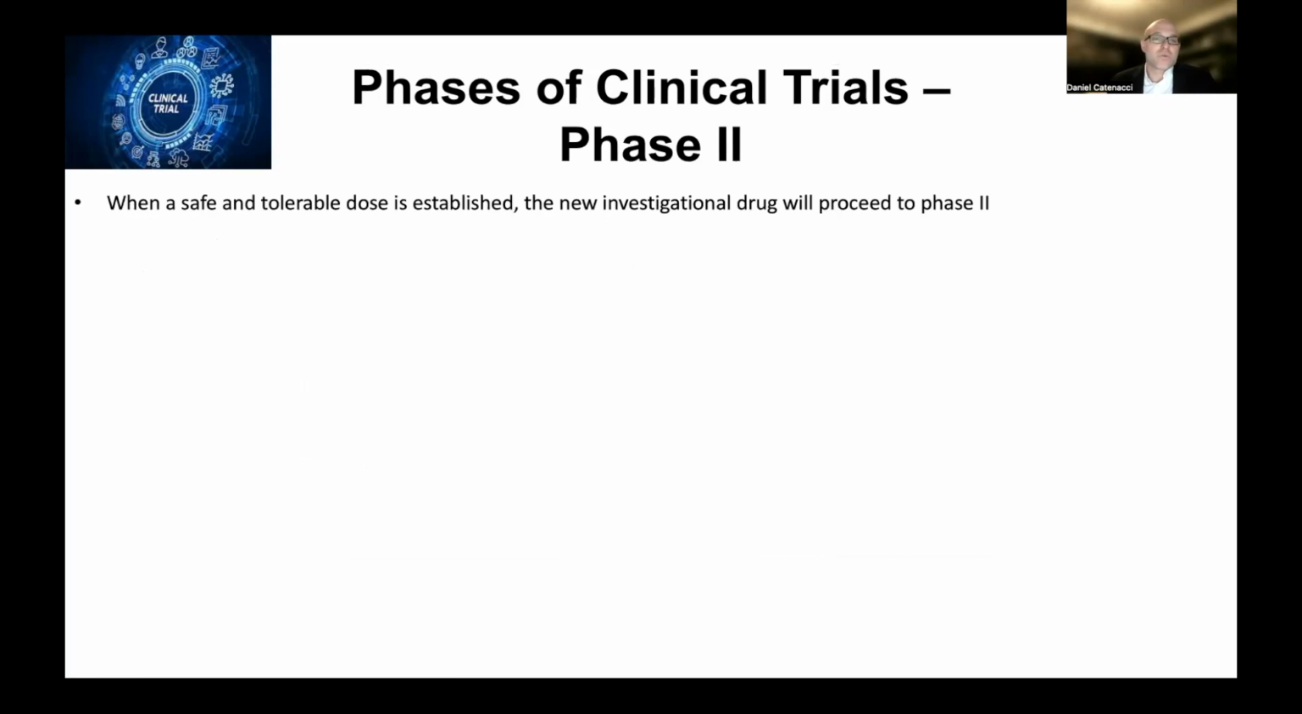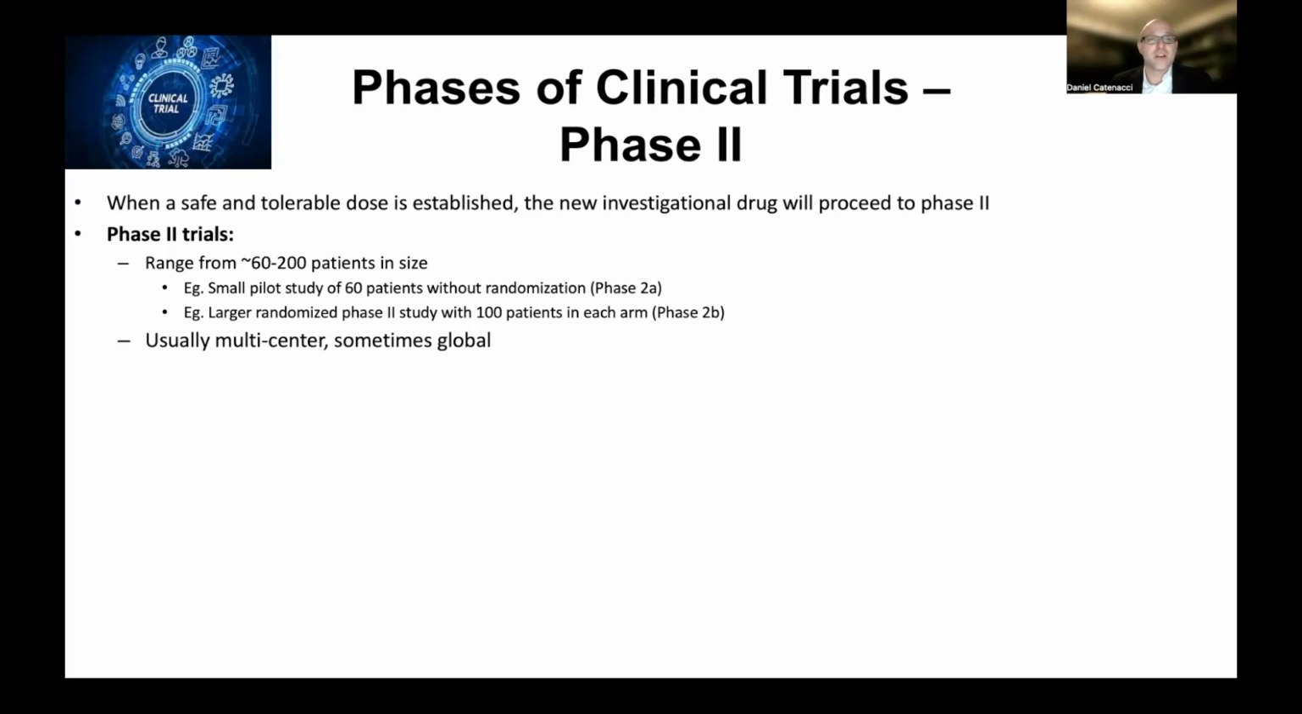So regardless, when a safe and tolerable dose is established in a phase 1 study, classically, the new investigational drug would proceed to a phase 2 study. Phase 2 studies typically range from anywhere between 60 to around 200 patients in size.